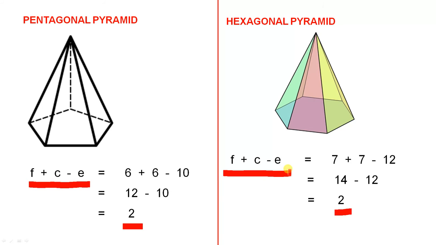So all the examples we've done show us that the number of faces plus the number of corners minus the number of edges equals 2 for a 3D object. Now remember, the 3D object has flat faces, and all the edges are straight. In other words, we're not looking at 3D objects where there are curves.